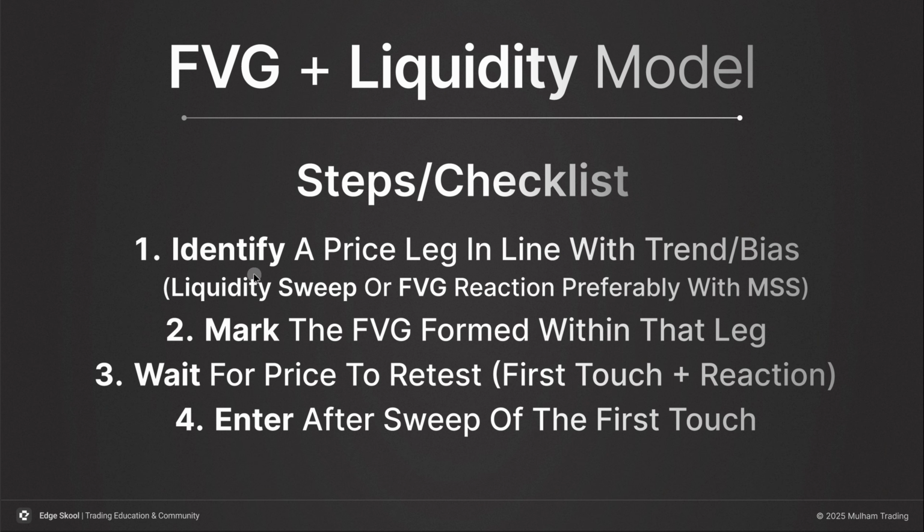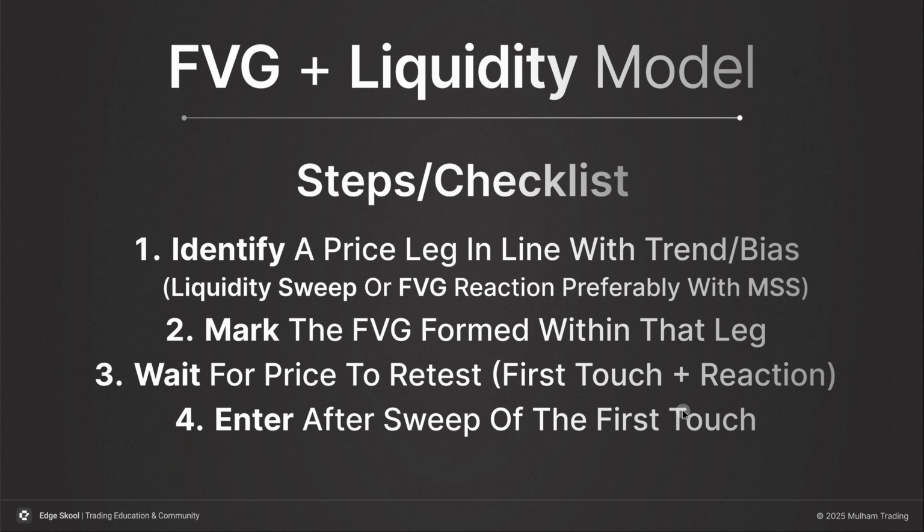So the steps or the checklist, first of all, we identify a price action leg in line with a trend or bias. So as an example, liquidity sweep, a reaction of a liquidity sweep, fair value gap reaction, and we want to see a market structure shift as well in that price action leg. And then the second step is marking the fair value gap formed within that leg, and then we wait for price to retest. So in other words, getting the first touch in that fair value gap and giving a reaction. A reaction I would consider just creating a swing point. So simply a reaction would be price going higher and then creating a bullish candle and a bearish candle, and I prefer to see a few bearish candles after that, and then that is considered a reaction for me. And then we enter after the sweep of the first touch.